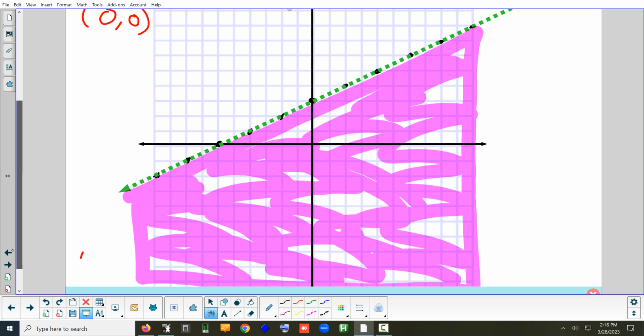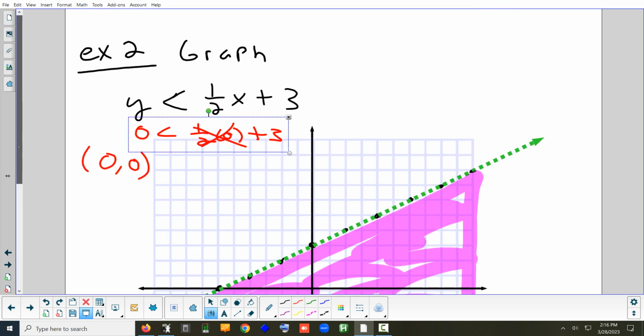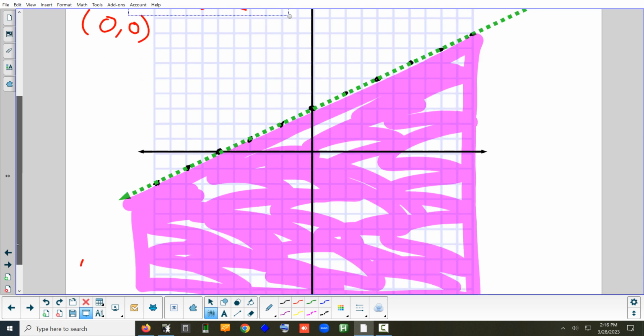You cannot pick a point on the line. If the line was solid, you could pick a point on it. When it's dotted, you can't pick a point on the line. You have to be underneath it. Okay, so that's example 2. Any question on that?